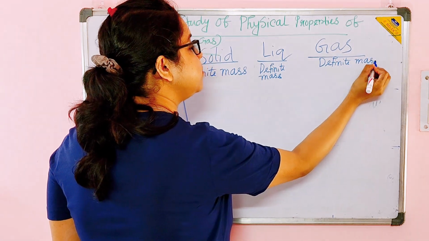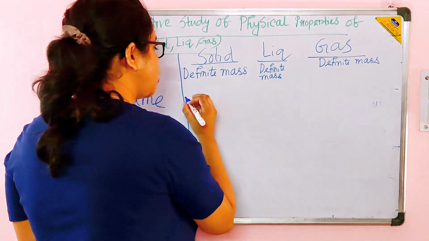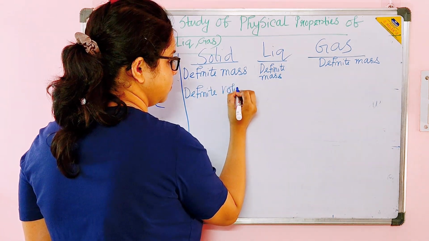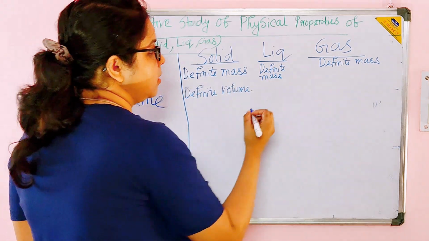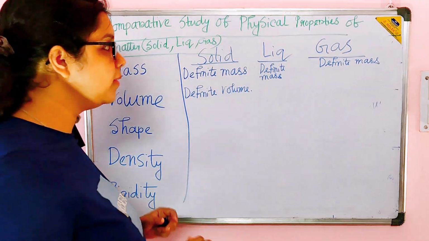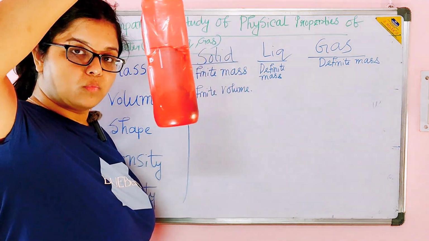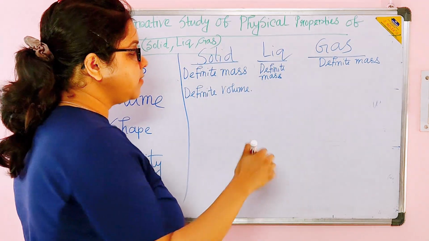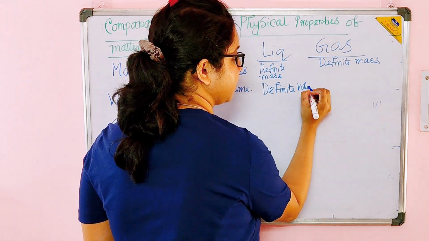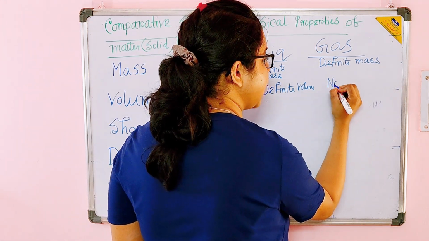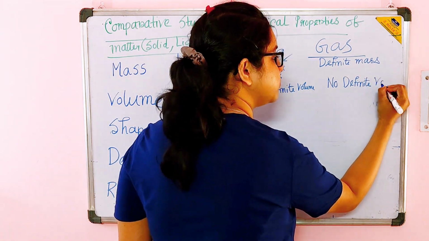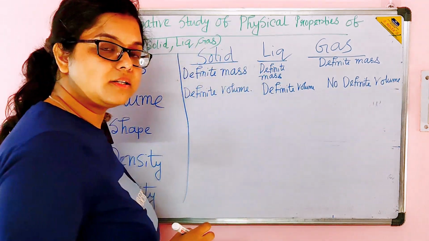Next point is volume. Solids have definite volume. Suppose in case of a brick, it must occupy some volume. In case of liquid, suppose this is water, it must have definite volume. But gases do not have any definite volume. They can be anywhere. So these are the two points.